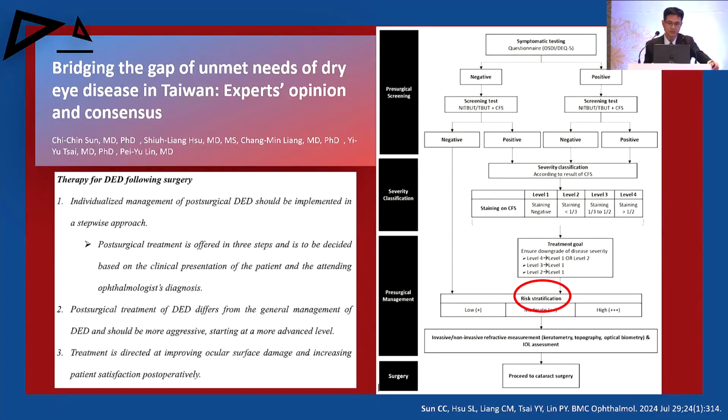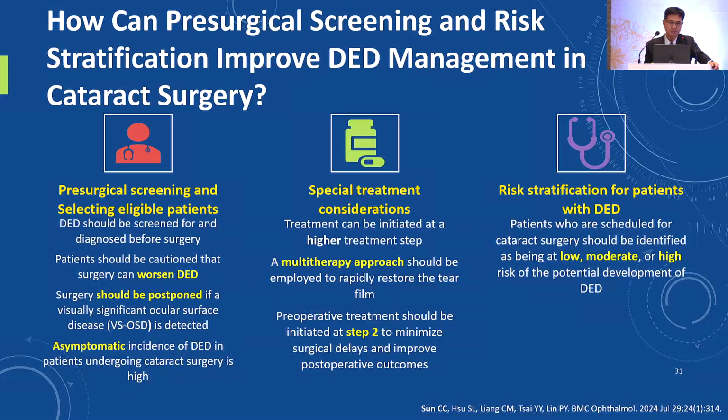Most importantly, we should prioritize patients who are at low, moderate, or high risk of dry eye disease, which is relevant to postoperative dry eye disease. Preoperatively, we should make patients aware of the possibility of worsening dry eye after cataract surgery. It's important to pay attention to those with asymptomatic dry eye disease because they may develop dry eye after cataract surgery. Intraoperatively, we should avoid all the factors that contribute to postoperative dry eye disease, and preoperative treatment should be aggressive.